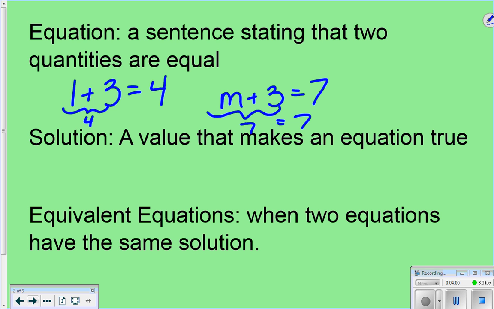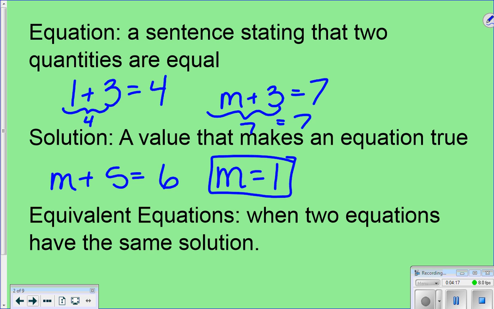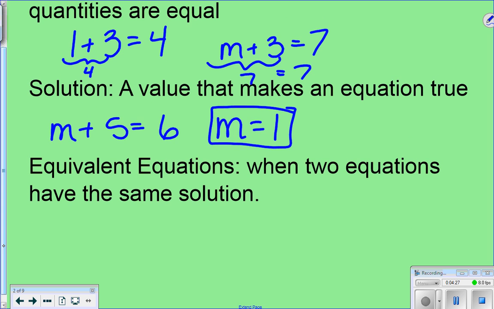Okay, so what about a solution? So if I give you this, m plus 5 equals, I don't know, 6, you know at the top of your head, what does m equal? When m equals 1, that's considered a solution. Okay, that m equals 1 is considered a solution. You're going to be finding solutions today for equations. Okay, equivalent equations, this is when two equations have the same solution.